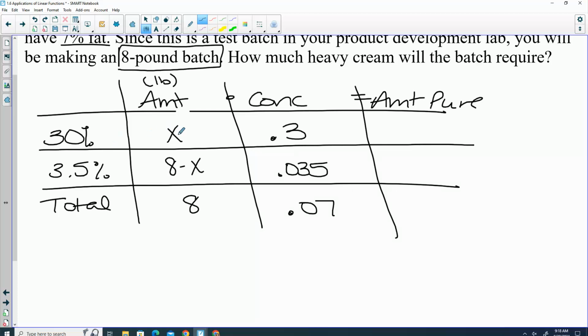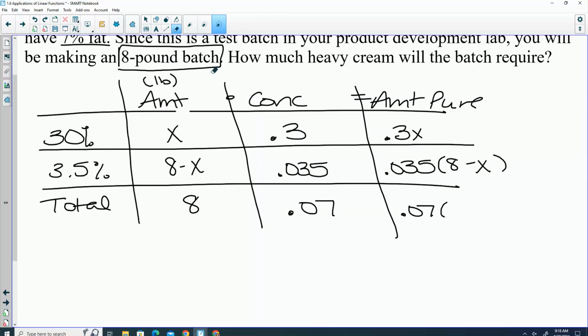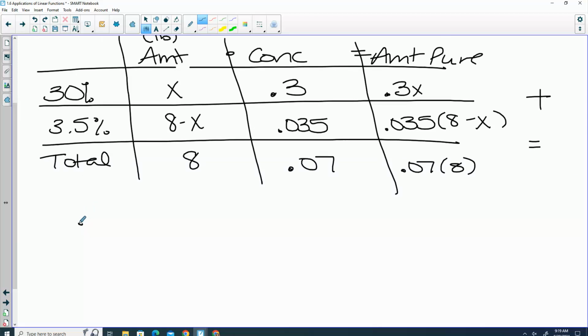So now, if we multiply 0.3 times X is 0.3X. 0.035 times 8 minus X. And 0.07 times my 8. An equation every time: you add your first and second to equal our total. So 0.3X plus 0.035 times 8 minus X equals 0.07 times 8.